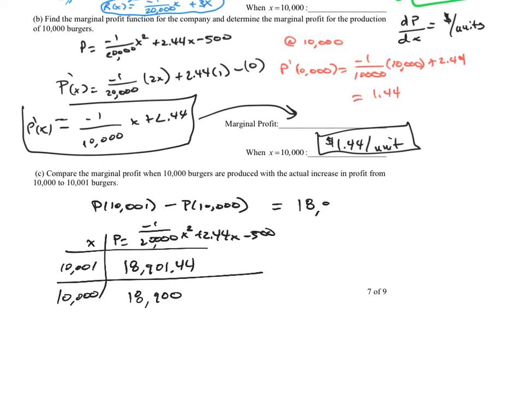So what was the actual change in profit? Well, that would be $18,901.44 minus that $18,900, which gives me a profit of $1.44. What does that mean? That means our marginal profit, our estimation as to the rate of change, what our profit should be for the sale of that next unit, was exactly the same as the actual sale for the next unit. Again, this is just because we're using the estimation from the 10,000th unit to the 10,001st unit, it's very accurate. If we said what's the estimation from the 10,000th unit to the 20,000th unit, it would not be near as accurate. But there it is.